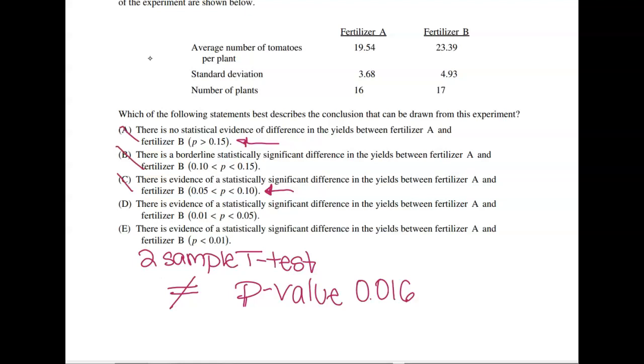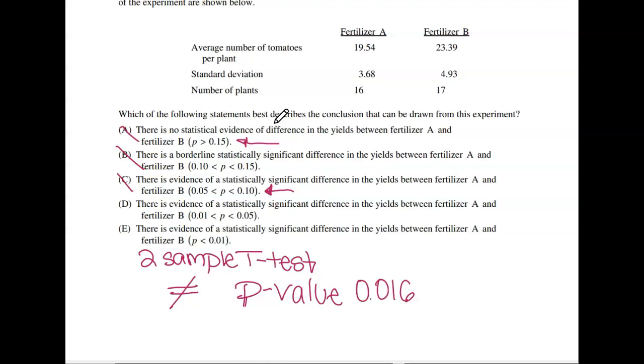That takes us to D, which says that the p-value is greater than 0.01 but less than 0.05. That is true. If we read the whole statement, it says there is evidence of a statistically significant difference in the yields between fertilizer A and fertilizer B, with a p-value being between 0.01 and 0.05. That is a true statement.